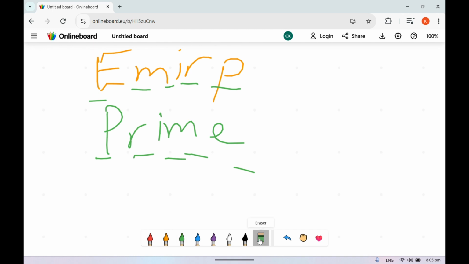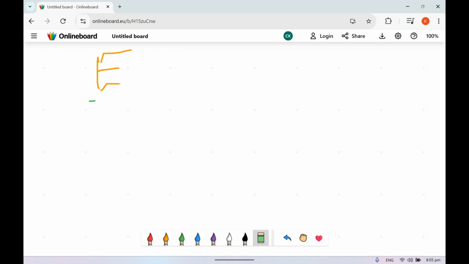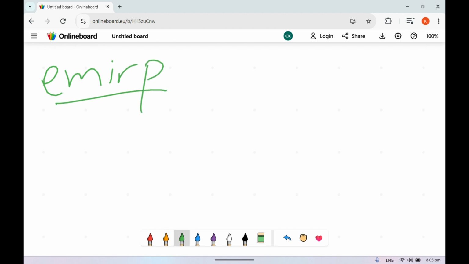Now, this isn't just a fun wording game, like a fun fact about words. If you take prime and reverse it, you get Emirp. No, that's not just a fun fact, because Emirp is actually a thing. Emirp is a number. An Emirp is a prime number that, when you reverse it, like how you reverse the word here, ironically, you will still get a prime number.